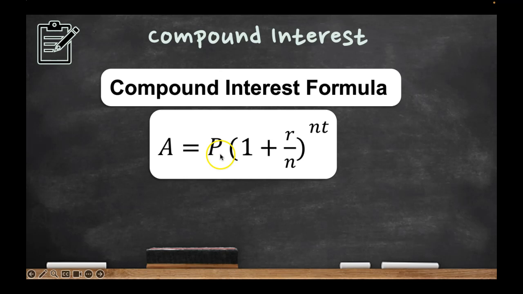So the way this formula comes from, P represents the principal. That's what you're starting out with. A is the amount that you end with. R is going to be the rate, so that's where you put your percent. N is how many times it's being compounded in 1 year, while T represents the number of years.